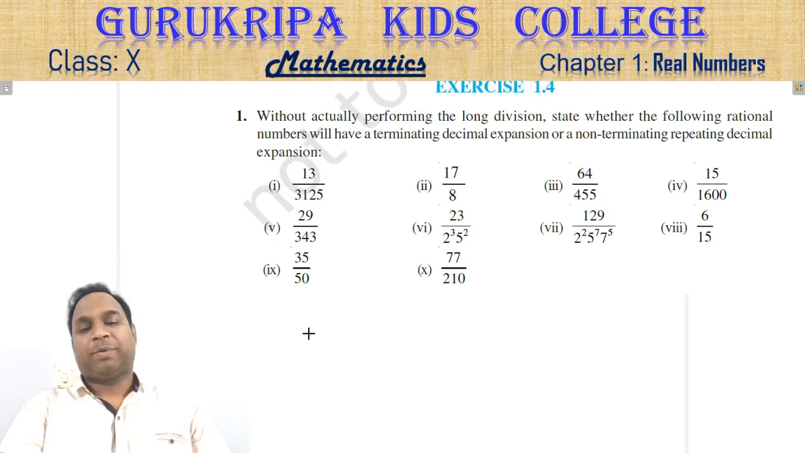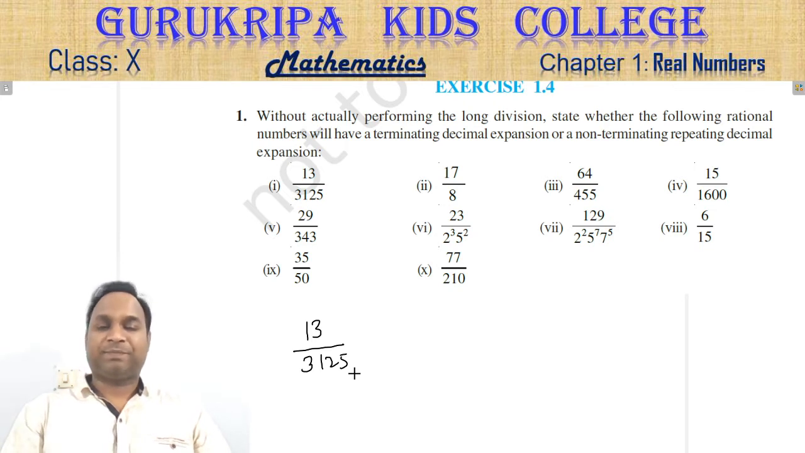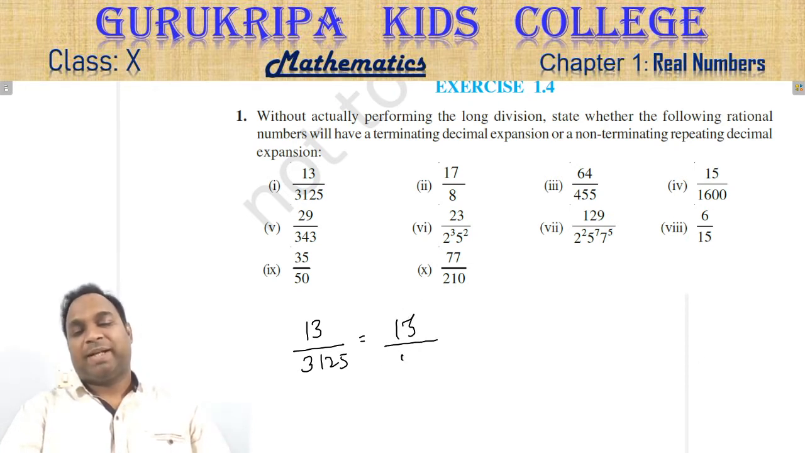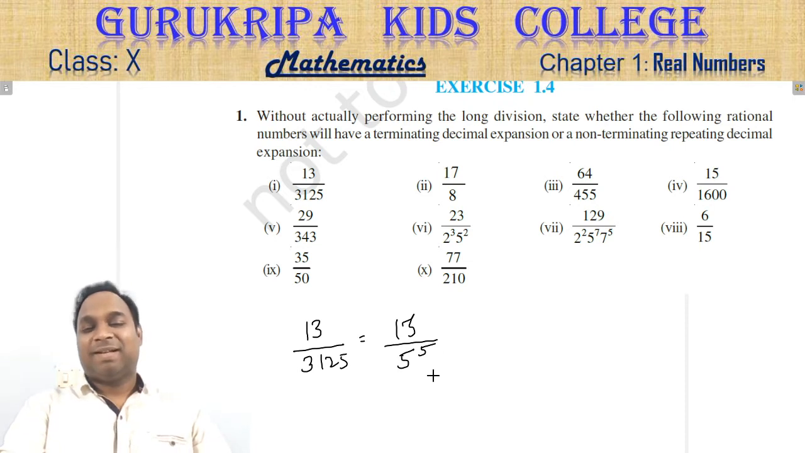Question number 1. 13 upon 3125. What is 3125? First we have to factorize 3125. Do the division on the right hand side. You have to do it here only, don't go anywhere else. When you factorize this, you will get 5 to the power 5. Isn't it? Did you get it? So, the denominator has only 5. No 2's, nothing else. Only 5. So, is it terminating or not? Yes, it is terminating.